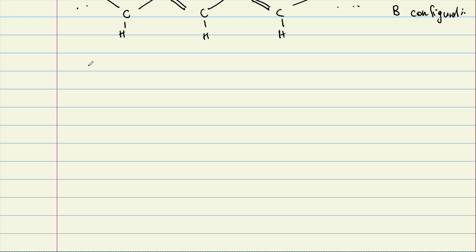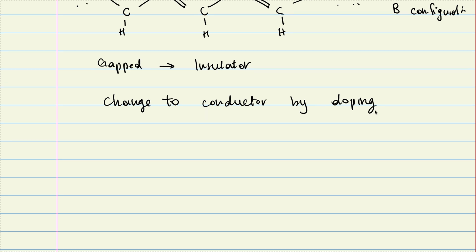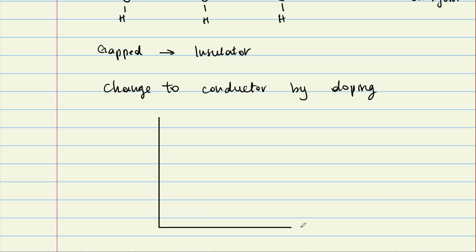So typically, this is a gapped material. It is kind of like a plastic, but a little bit different from the common plastic. This is gapped. What this means is it is an insulator. But what we can do is we can dope it, and then we can change it from insulator to conductor by doping. And here's an interesting and maybe, in the early days, puzzling experiment about this.